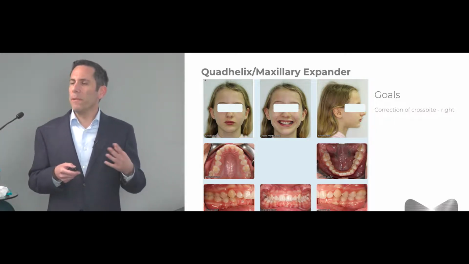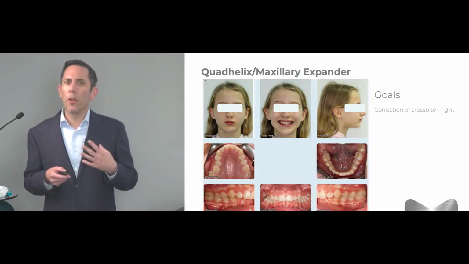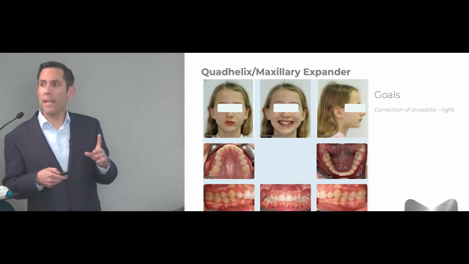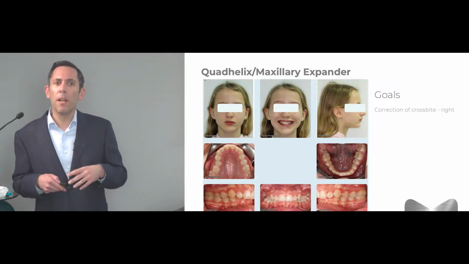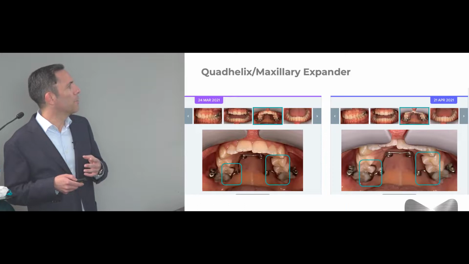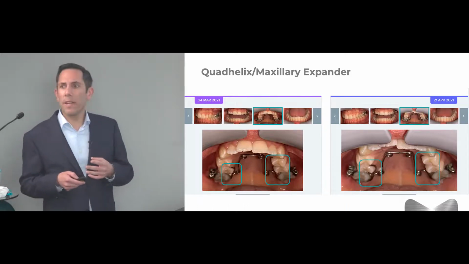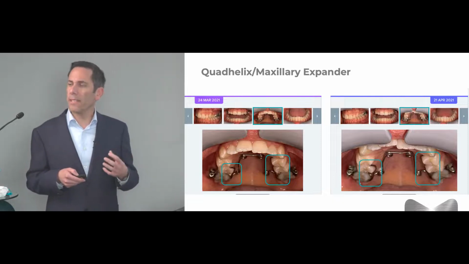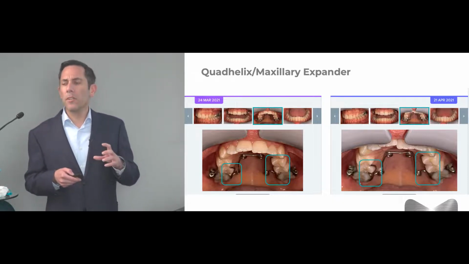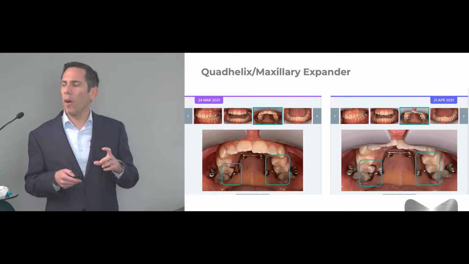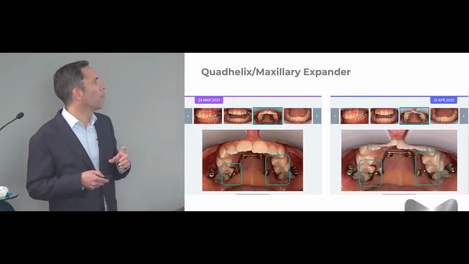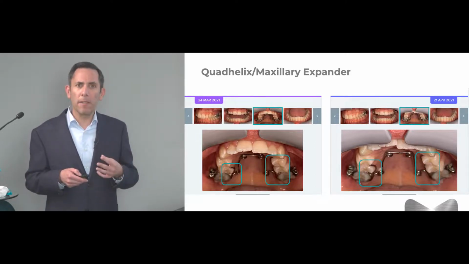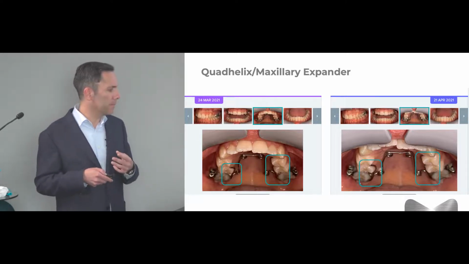There was no reason for me to get the patient in before the crossbite was going to be corrected. So I set up that goal: correction of the crossbite on the right. Patient started treatment. Just to show you the way I designed the quad helix, which is the appliance I used in this specific case to correct that crossbite, I just shortened the arm on the right side because it was only the second premolar and first molar which were in crossbite.